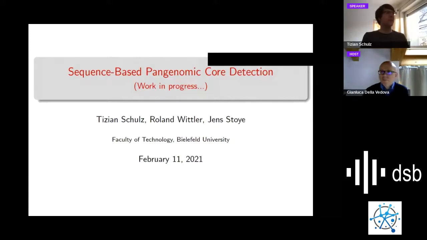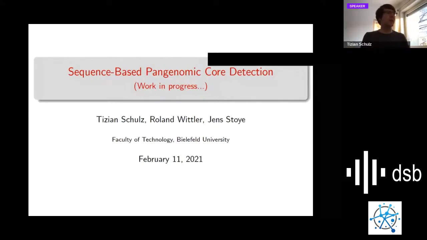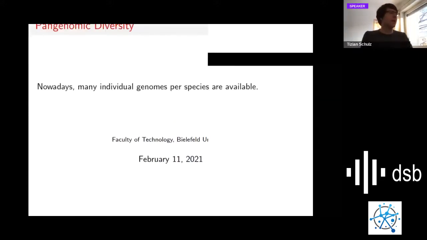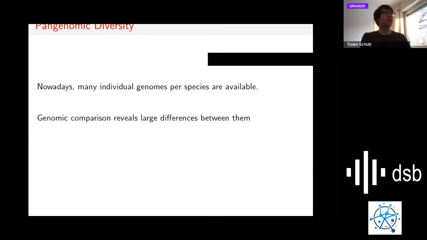I'm going to present you today my current project about detecting a pangenome core. Nowadays we do have many individual genomes available per species for many species. And if we compare these individual genomes, then we encounter a lot of differences in the genomes. In particular, if we compare bacterial individuals from bacterial species, we can even encounter differences in their gene contents.